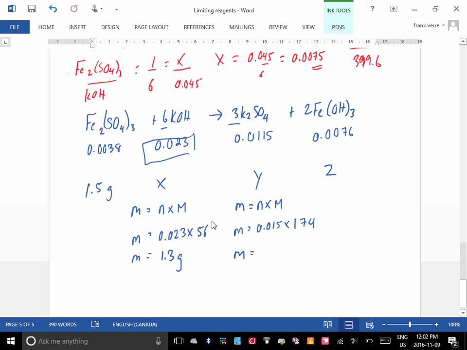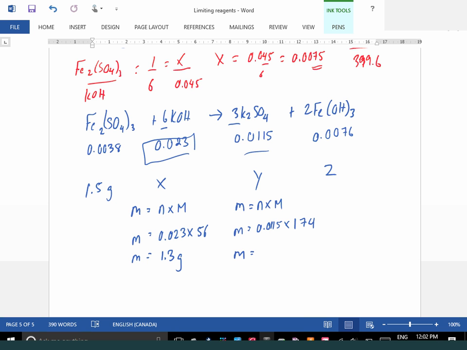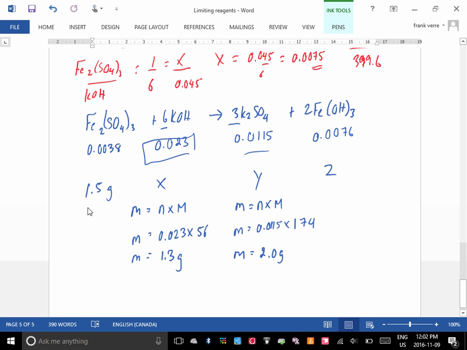You're right, sorry, it is 0.0115. So 0.0115 times 174 is 2.0 grams? Now, on the left side we have 1.5 and 1.3, that adds up to 2.8. On the right side we have 2 grams, so that means the remaining must be 0.8. But let's just work it out.